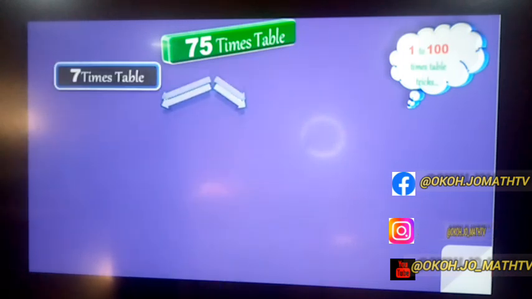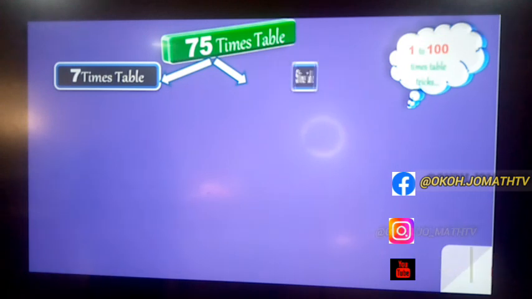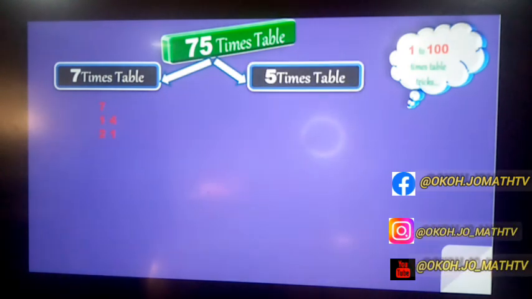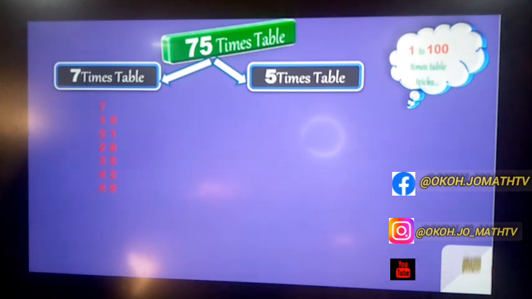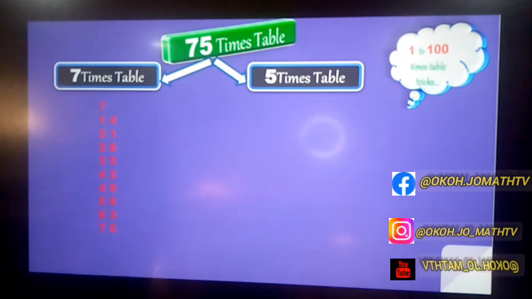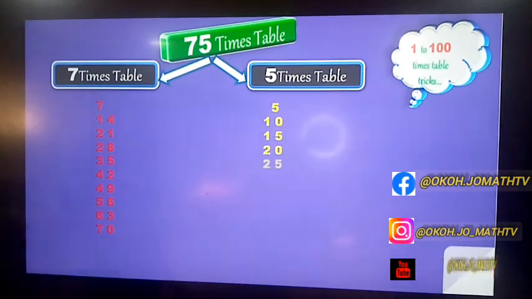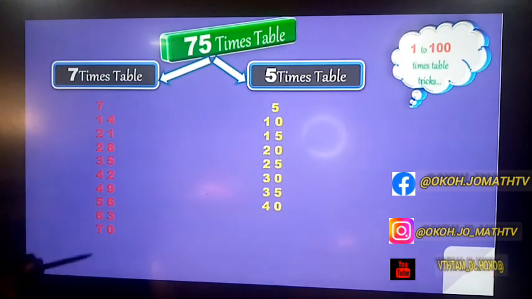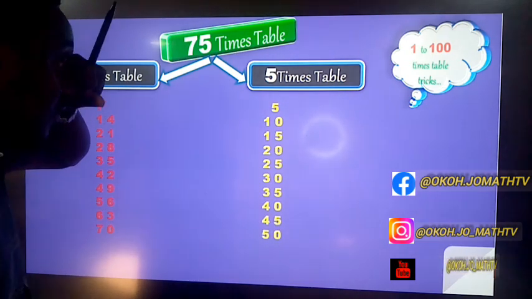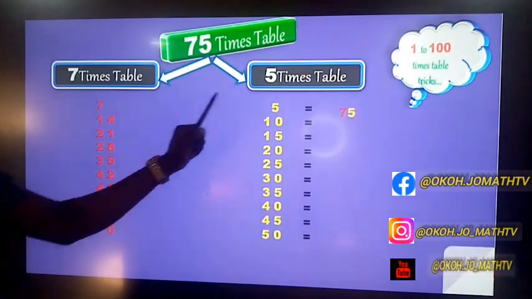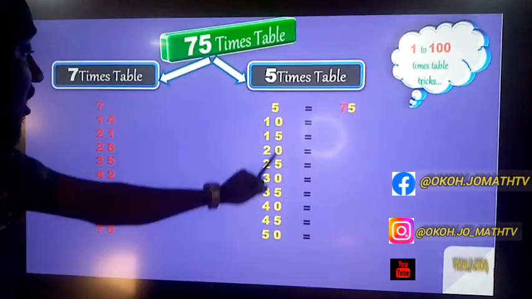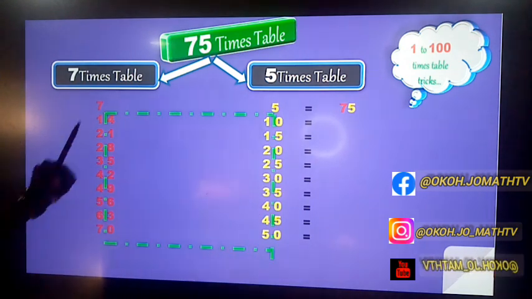You can see it's getting larger. So split it open, do 7 times table and do also 5 times table. So let's go 7, 14, 21, 28, 35, 42, 49, 56, 63, and 70. Is that okay for 7 times table? Then for 5 times table, we have 5, 10, 15, 20, 25, 30, 35, 40, 45, and 50. Is that clear? So we have only 7 and 5 here to grow, and it will give us 75.